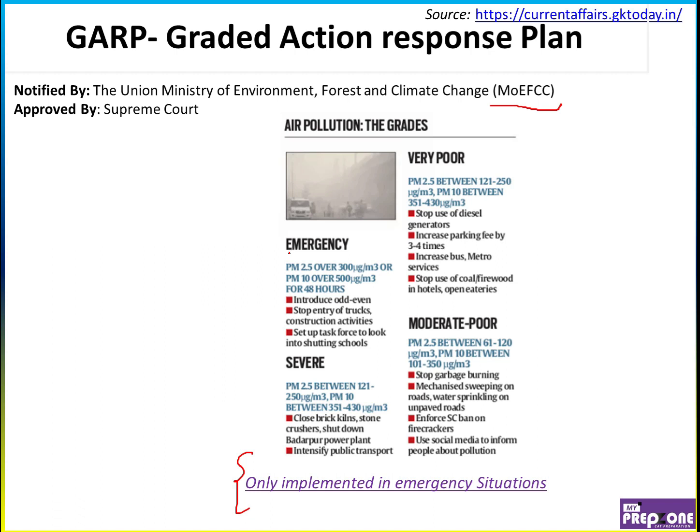So if you say that currently we are falling in the category of emergency. Now what this emergency category is, if PM 2.5 is over 300 or PM 10 is over 500 for 48 hours, then these are some measures that we employ. So you stop entry of trucks, you stop construction activities, you introduce odd even. You also set up a task force to look into shutting off schools, etc. Now when I say introduce odd even, etc., these are specifically for Delhi.